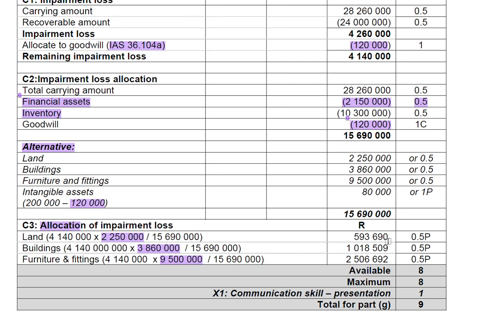Then the amount that we get for land is 593,690. When it comes to building, it's 1,018,509. And when looking at furniture and fitting, we are allocating an impairment of 2,506,692. So you're going to get part marks for this. Even if the amounts are not correct, you're still going to get the part marks as long as the calculation that you are making makes sense.